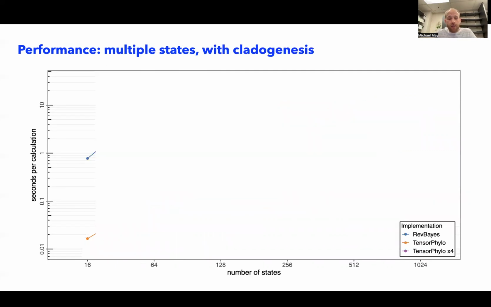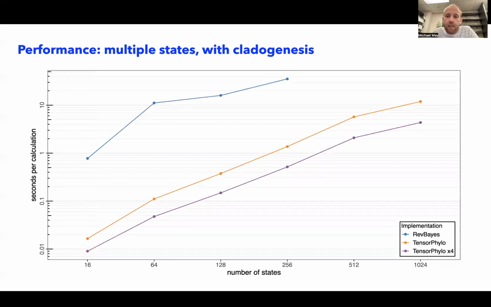Now with cladogenesis, with only 16 states, TensorPhylo is about 100 times faster than RevBayes for an equivalent model. That's with a single core, and if I use 4 cores, I get about a 2-fold speed up. Then as I increase the number of states, eventually it just takes so long for RevBayes to calculate a likelihood that we don't even score it at more than 100 seconds. But TensorPhylo scales much more gently, and the improvement of using multiple cores gets even better as the number of states increases.